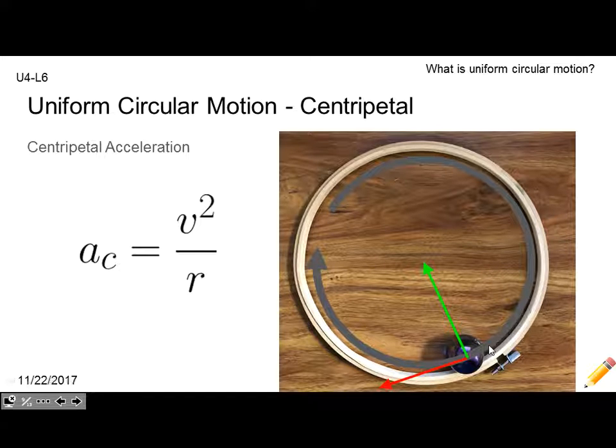It would quadruple. Kayla, what do you notice about the v in our formula? It's squared, right? So if I double v, I'd get 4 times the acceleration. If I tripled v, I'd get 9 times. If I quadrupled v, I'd get 16 times. So there's a really strong dependence on v. It's a quadratic dependence. It's squared.